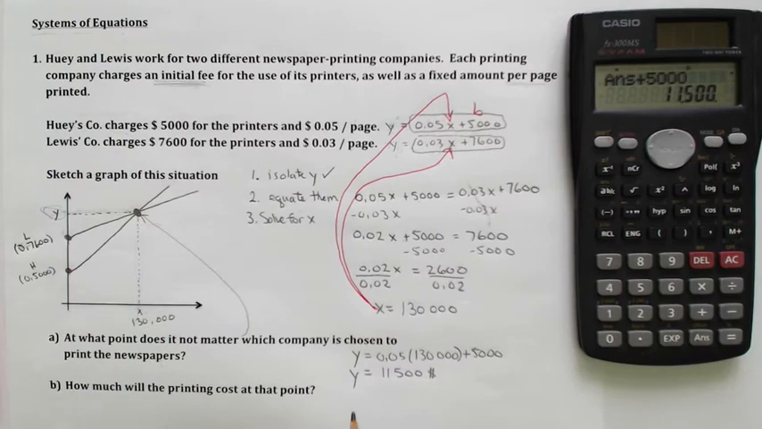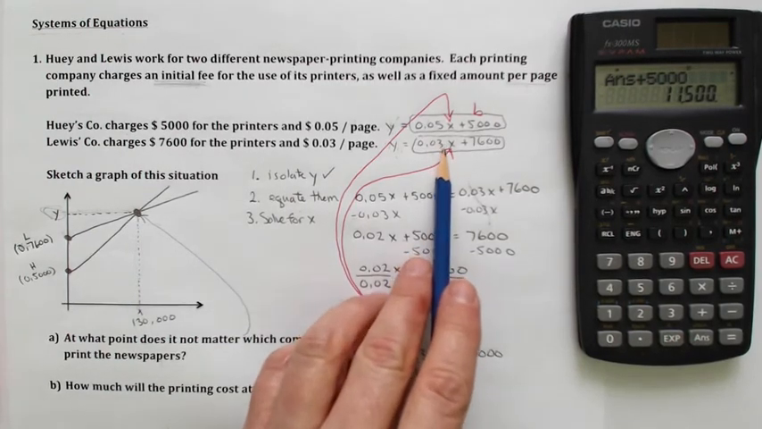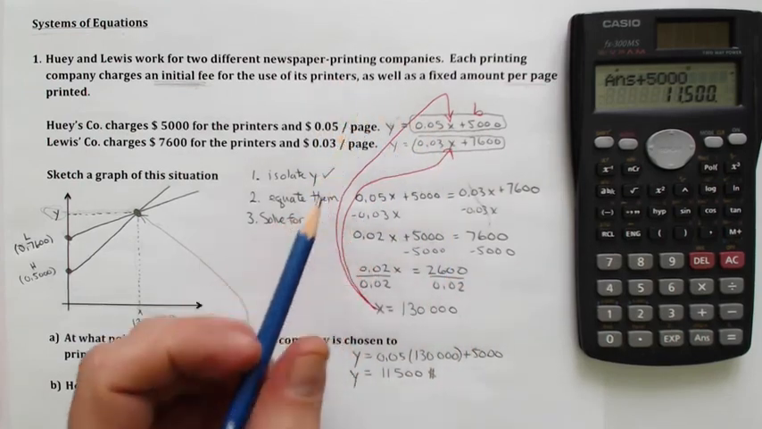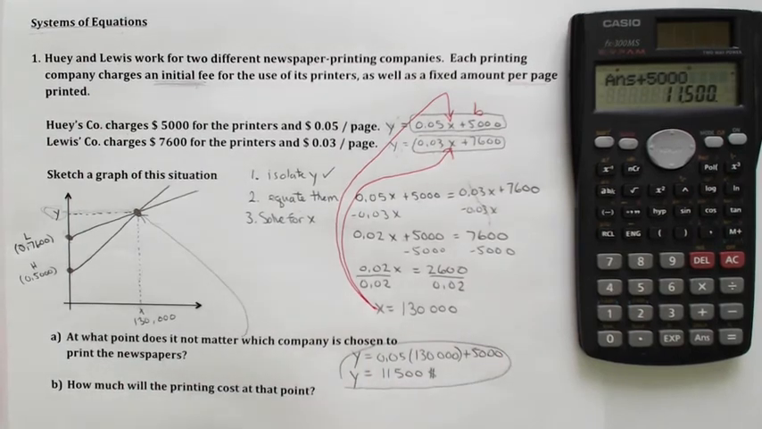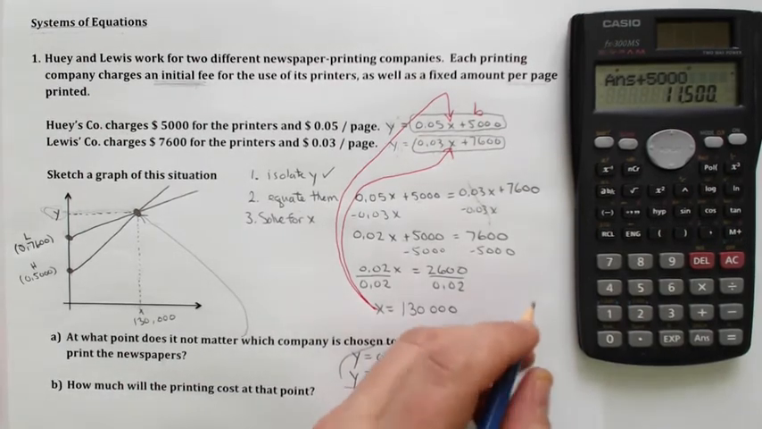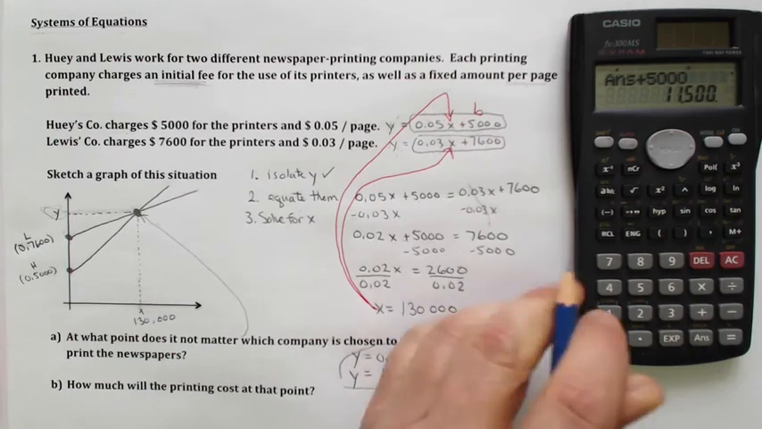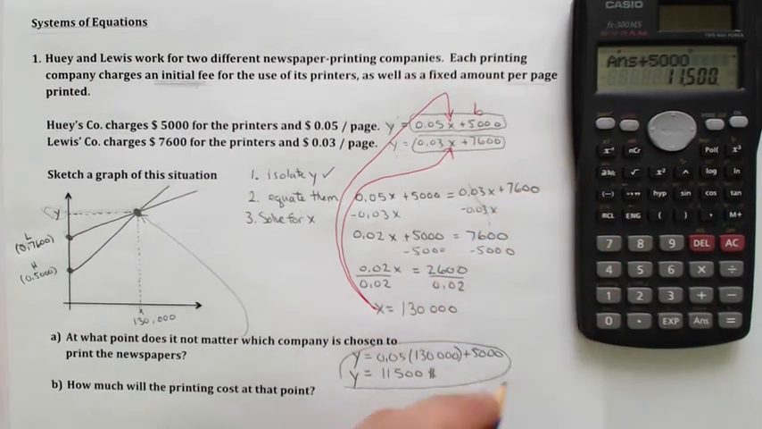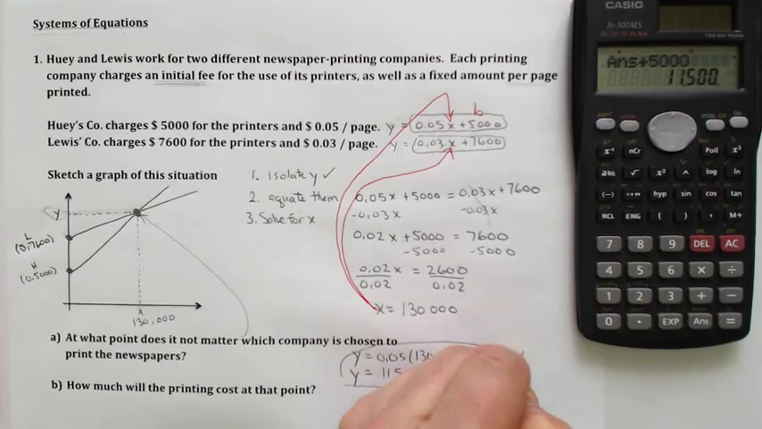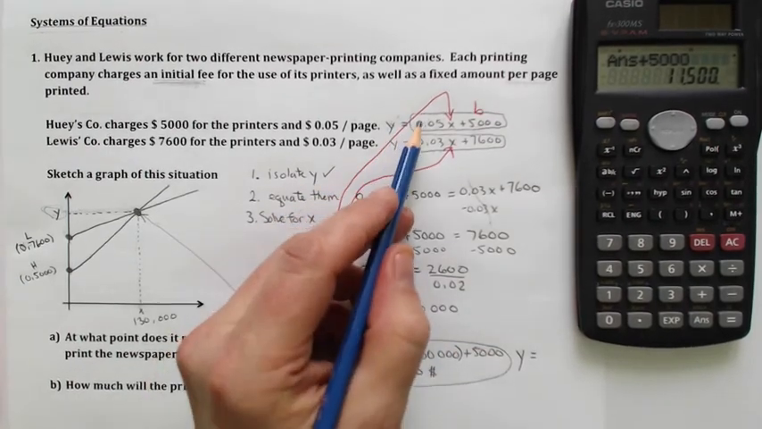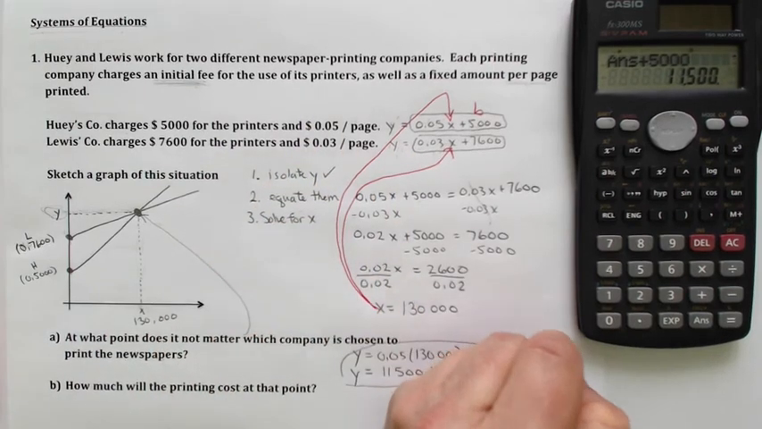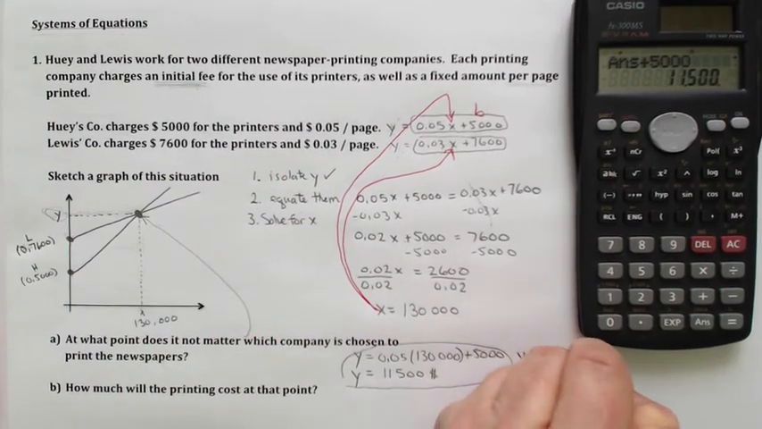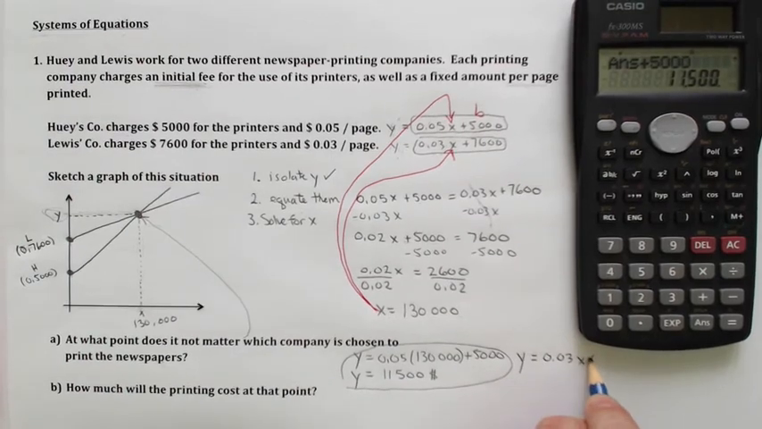Now, what if instead of putting your 130,000 into Huey, what if you'd put it into Louis? Well, it's exactly the same procedure, except instead of doing the substitution in the first equation, you would have done the substitution in the second equation. I'm running out of room a little bit here, but bear with me. I'm just going to move my calculator a little bit up. So y is equal to, this time I'll do the substitution down below here for Louis. y is equal to 0.03x plus 7,600.